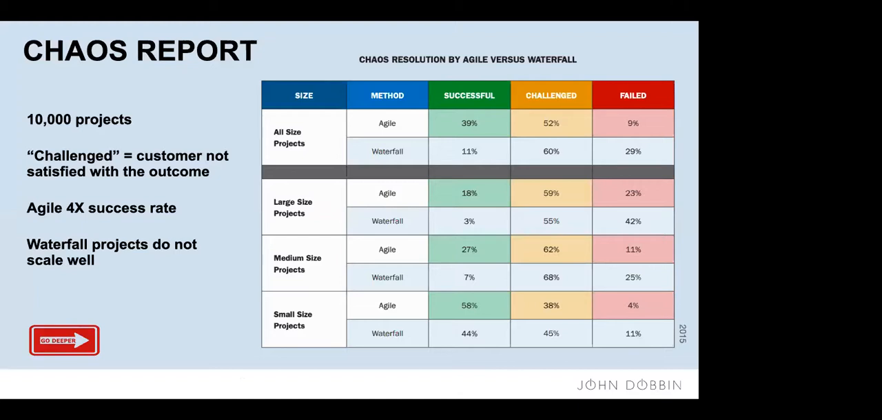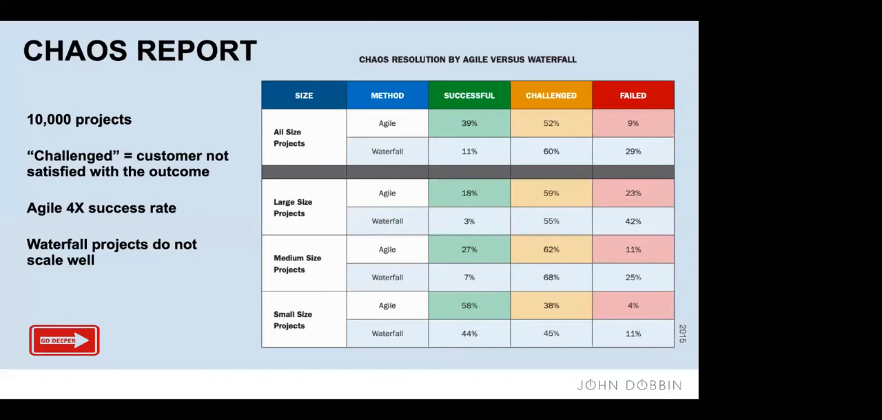some data, some statistics. This was done by a report by the Standish Group, and they looked at 10,000 projects, and they were looking at, was the project waterfall or was it agile? Was it successful? Did it fail? Or was it challenged? And I'll explain these things in a minute. And they looked at small projects and medium projects and large projects.